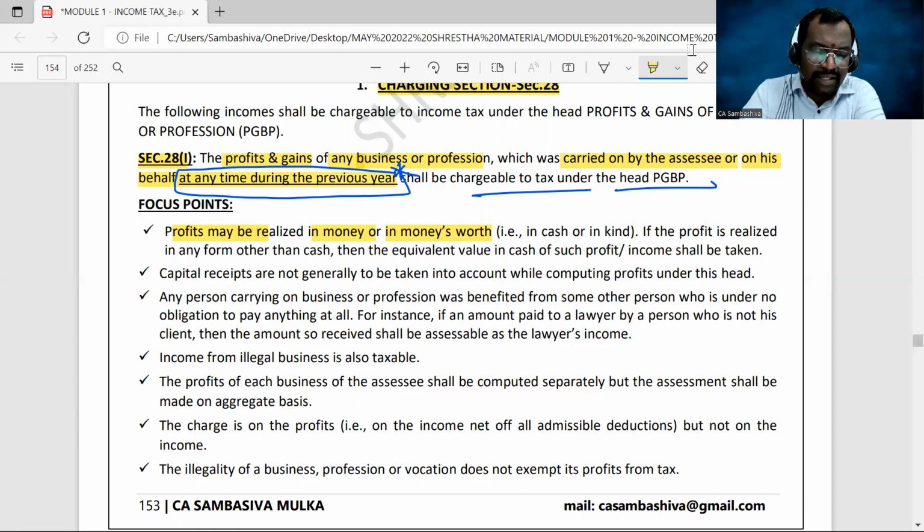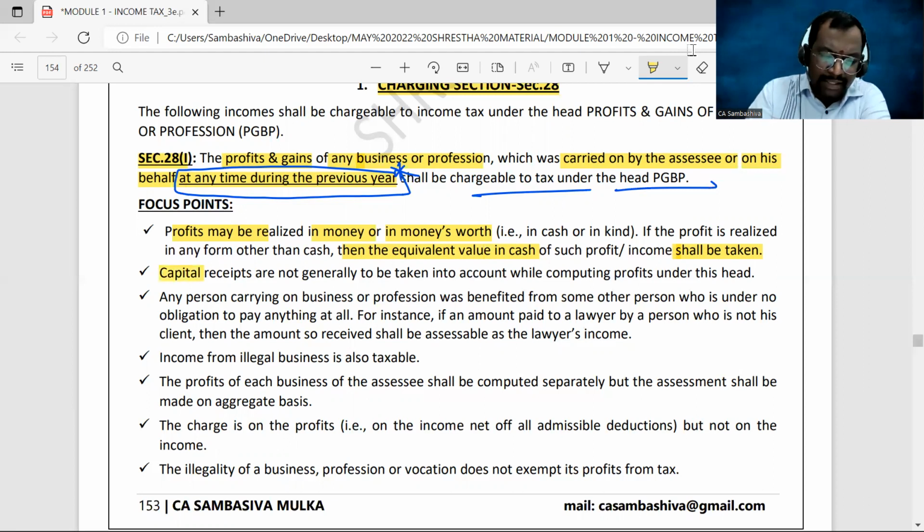If the profit is realized in any form other than cash, then the equivalent value in cash of such profit or income shall be taken. If the profit arises in the form of kind, you got an asset, then that asset's fair market value you have to take, and that shall be your profit.